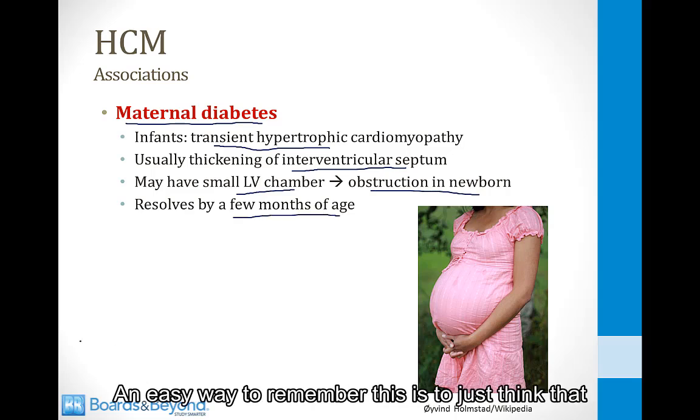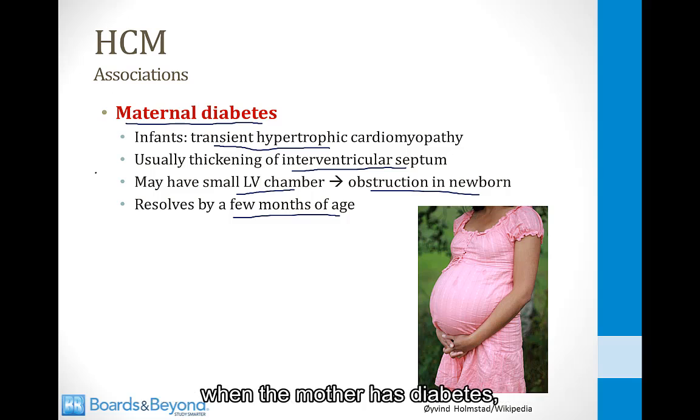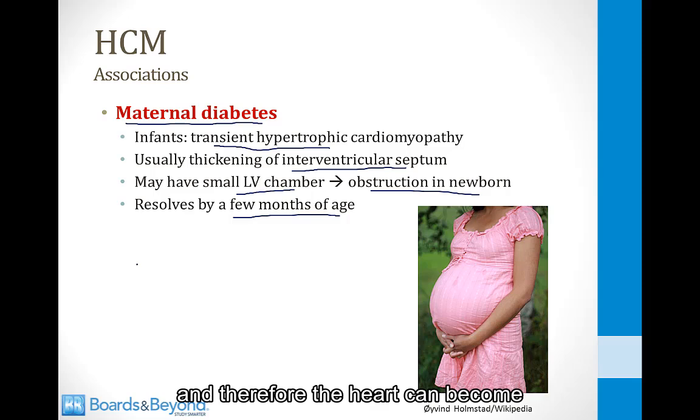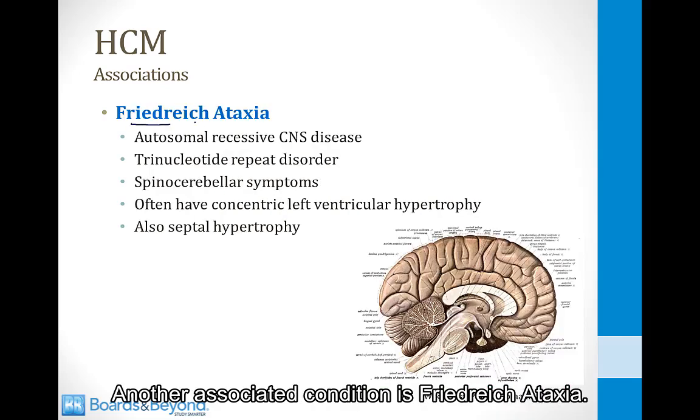And the easy way to remember this is to just think that when the mother has diabetes, it delivers lots of sugar and fuel to the heart, and therefore the heart can become a little bit extra thick at the time of birth. Another associated condition is Friedreich ataxia.